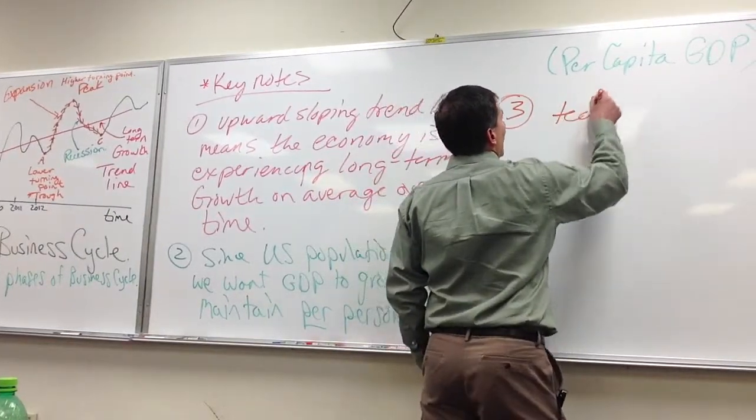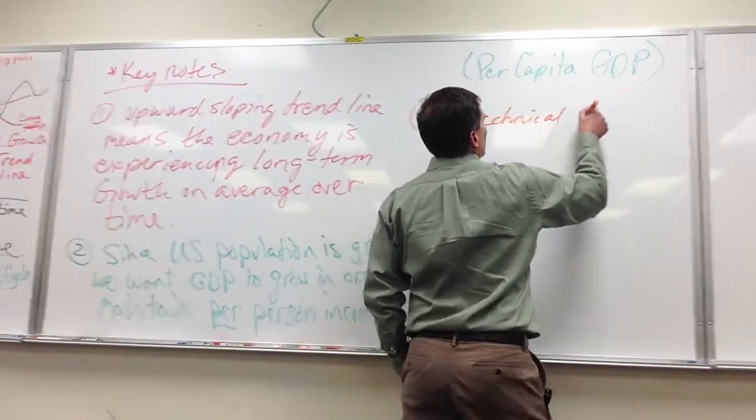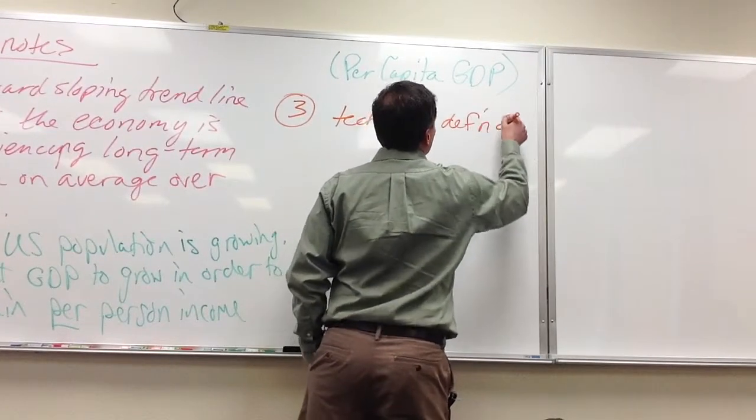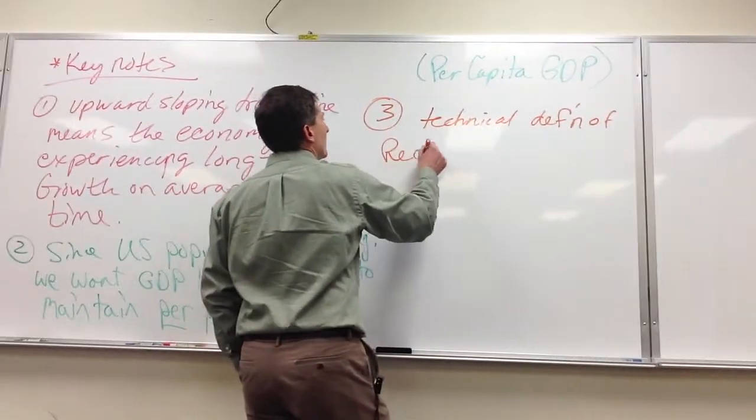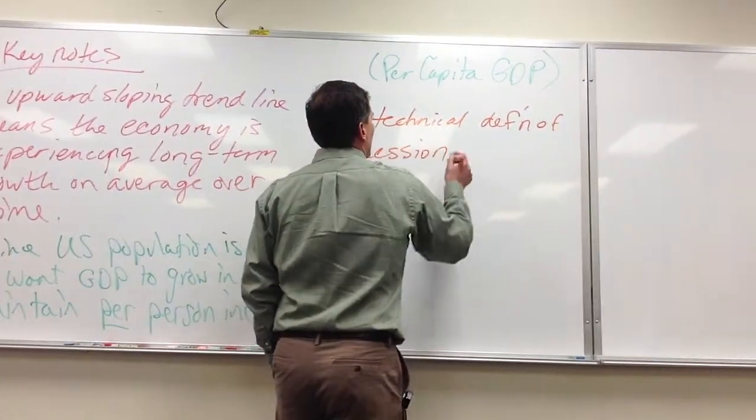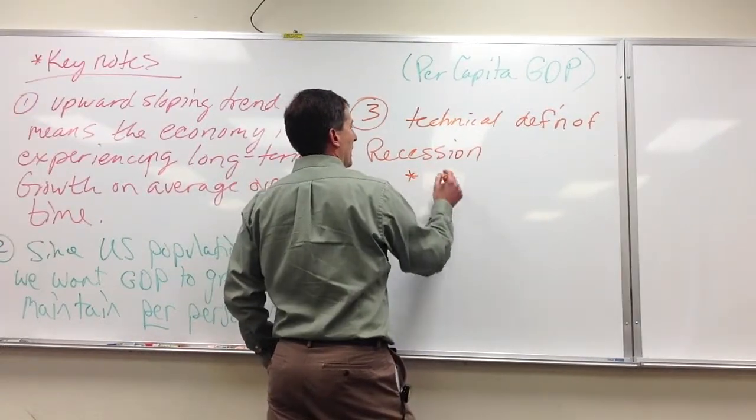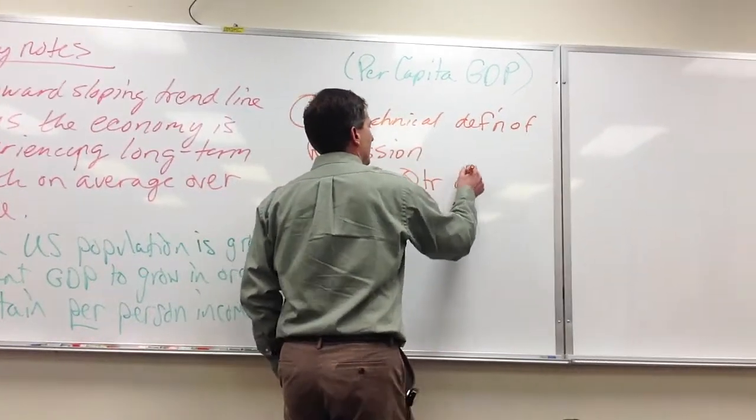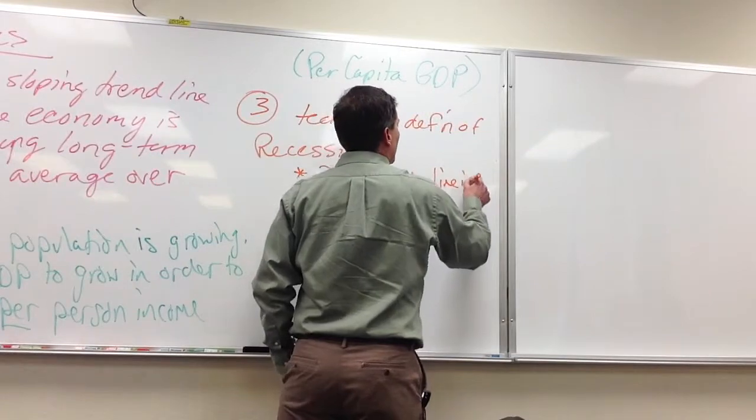So the technical definition of recession is a 2-quarter decline in GDP.